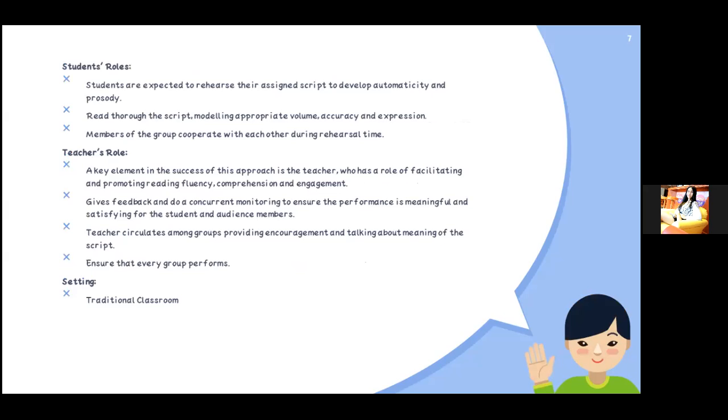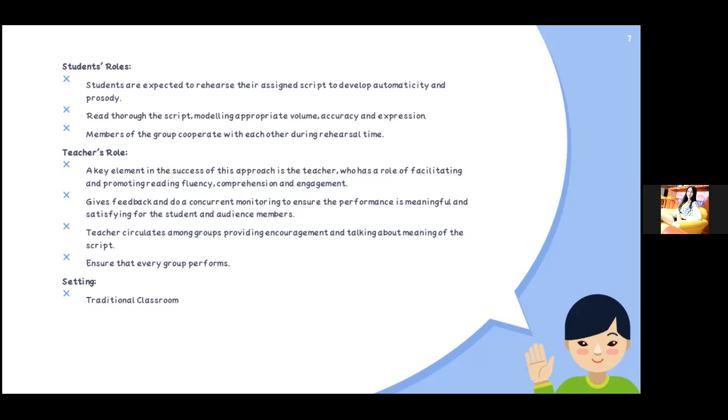So the students' role for reader's theater: students are expected to rehearse their assigned script to develop automaticity and prosody. Read through the script, modeling appropriate volume, accuracy, and expression. Members of the group cooperate with each other during rehearsal time.